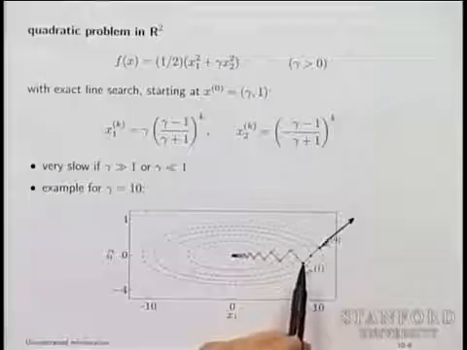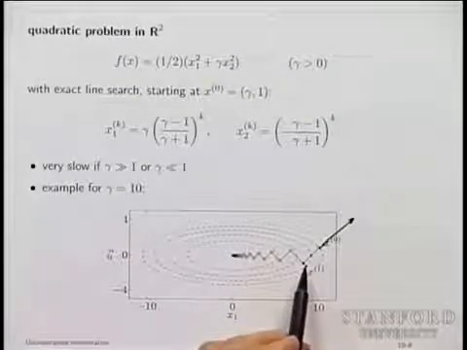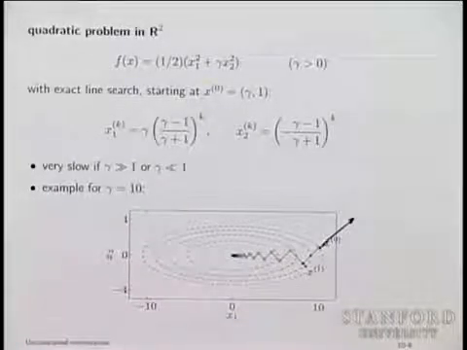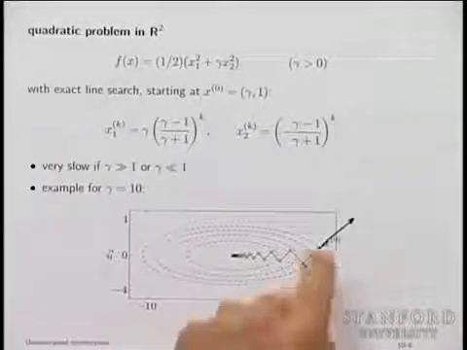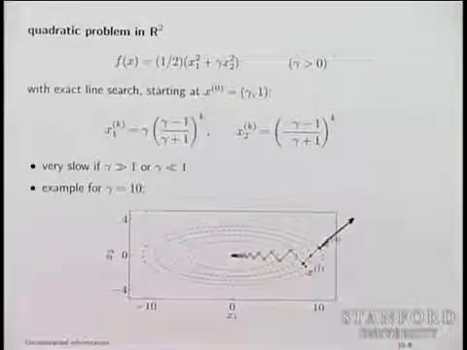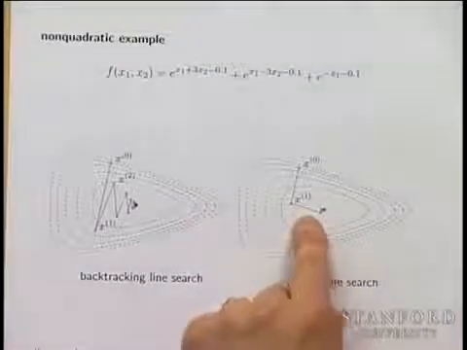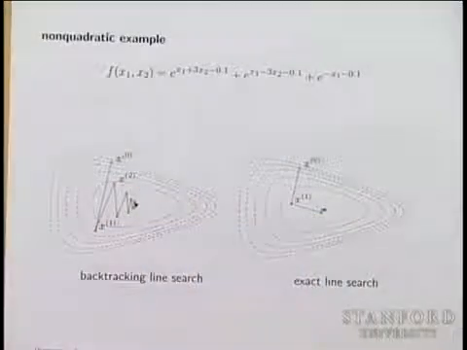Now, instead, when you're at the valley, it turns out you're still decreasing going this way, right? So you end up doing this. Now, this is for gamma equals 10. When gamma equals 100 or 10,000 or something like that, you get very, very slow convergence. Okay? Here's a non-quadratic example, and you can see here that in this case the backtracking line search worked, and the exact line search, I guess, worked quite well. But this is just to show you a rough idea of how this looks.